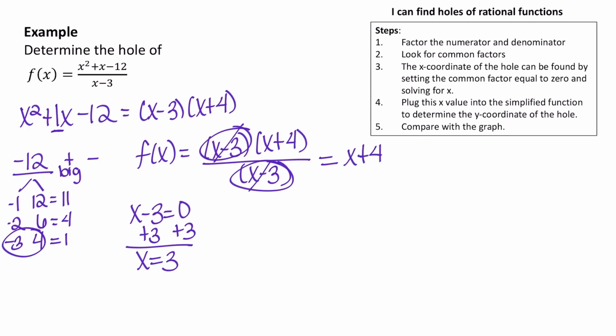So now I'm going to go to x plus 4. I'm going to plug in x equals 3. So that's 3 plus 4, which equals 7. So that means that the hole is going to occur at (3, 7), right? So that's where I'm saying that the hole occurs.